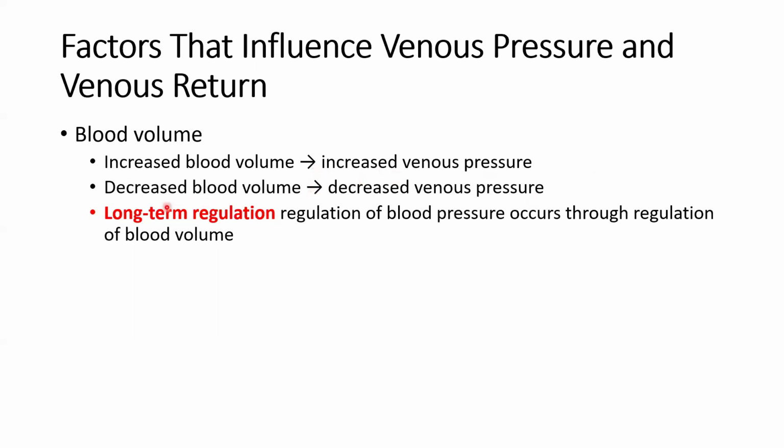return. And then the long-term regulation of this is, this is going to take a while to happen, right? So increase in blood volume, increasing venous pressure, this is more of a long-term regulation of blood pressure. So this is going to happen gradually over time, whereas the other two mechanisms, the thoracic pressure along with the musculovenous pump, those are immediate responses to change in the volume in your veins, right? Your venous volume.